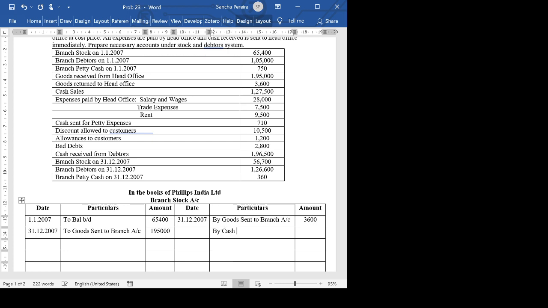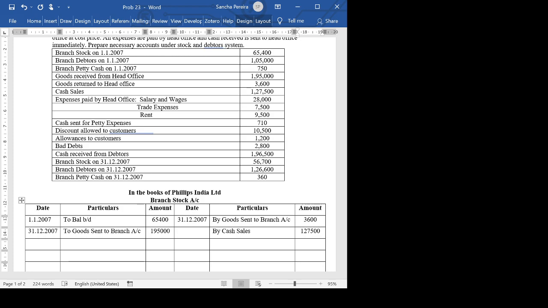If there was a cash account, I would have shown this in the cash account as well and then transferred everything to the head office, but there's no cash account. And at that time if I had shown it in the cash account, I would have said by branch cash. But right now I'm just saying by cash sales, just to understand what it is. By cash sales, 1,27,500.